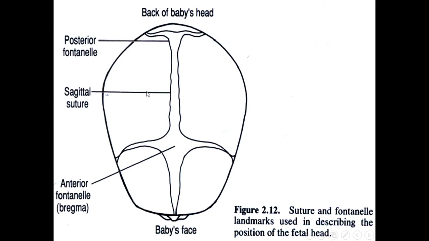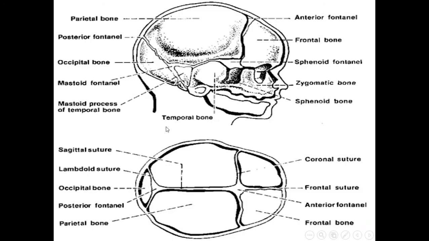The vault of the skull is formed of many bones: 2 frontal bones, 2 parietal bones, 2 temporal bones at the side here, and 1 occipital bone. How many bones? It is 7 bones.